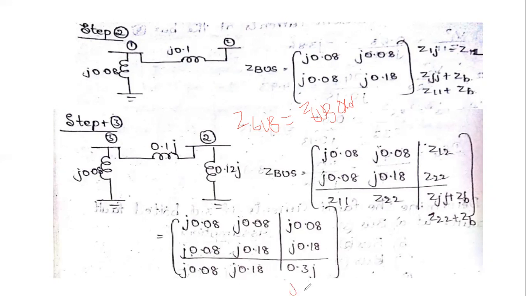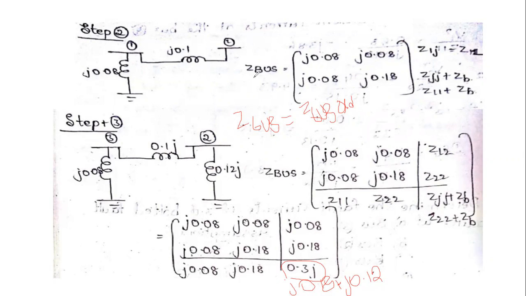Okay, Z 0.18 plus what is the ZBR or ZS? J 0.12. Okay, J 0.18 plus J 0.12. Okay, this is the J 0.12. Then we obtain J 0.3. Okay, this is the ZJJ plus ZBB.